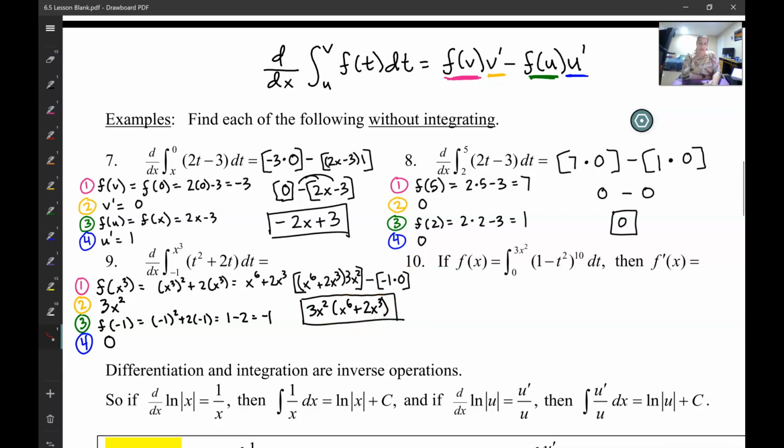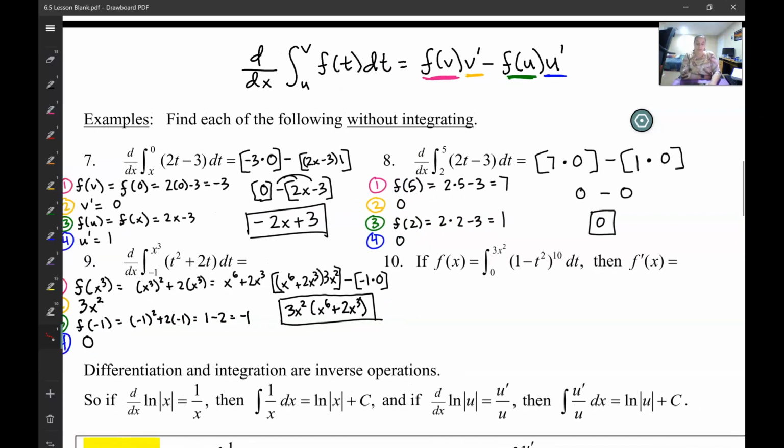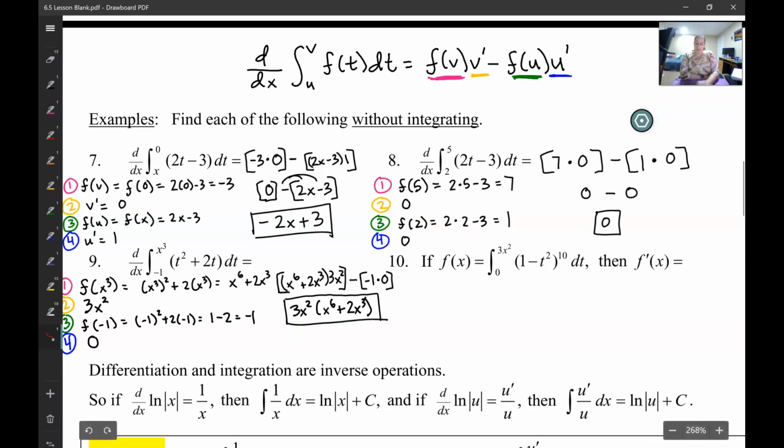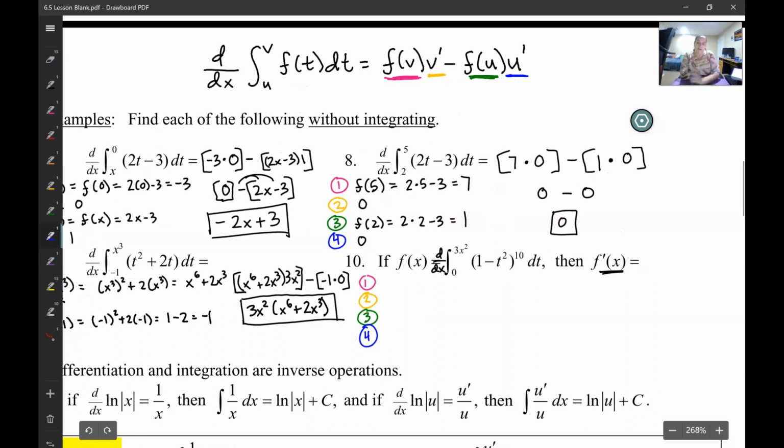Okay, last one is number 10. This one's worded a little differently, but it's the same idea. F of x equals this, find f prime. So it's really saying take the derivative of this stuff. So it's the same process, the same 4 steps. So once again, I want you to pause the video, try this one out on your own, and then come back and see how you did.